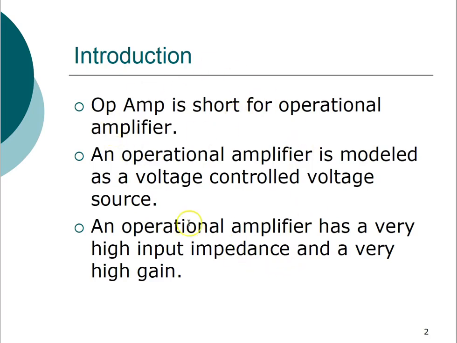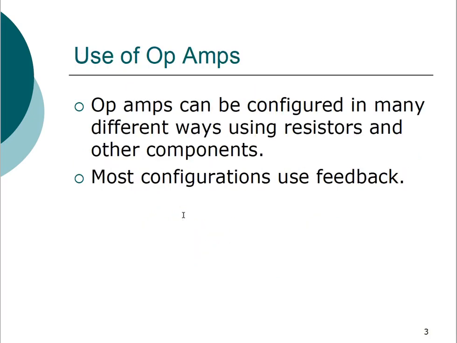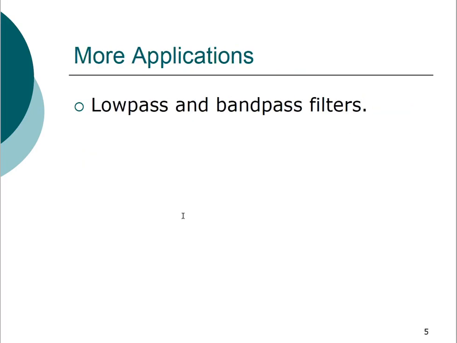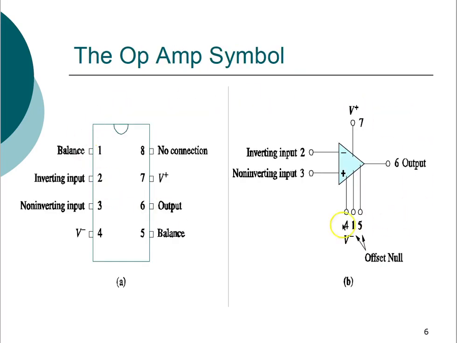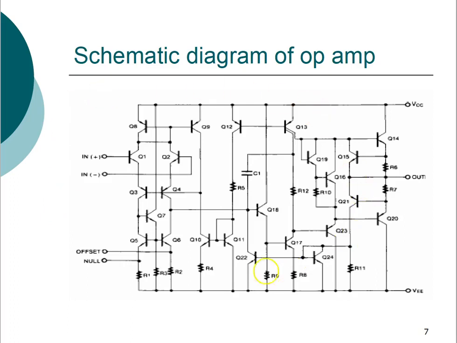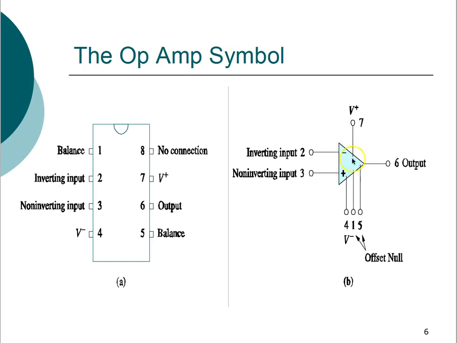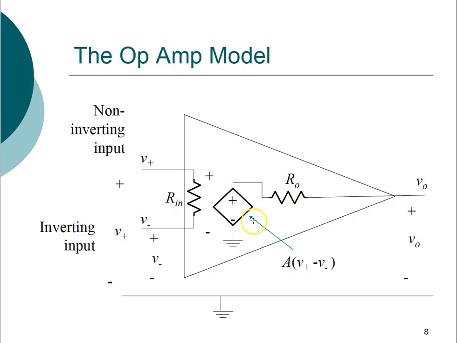We talked about the basics of op-amp, and then we saw different uses of op-amps, its applications, and then we saw this symbol. This is your operational amplifier. We talked about different pins of the op-amp, and then we saw the internal circuit of the op-amp. That's what is there inside this op-amp. And then we discussed the simple model of the op-amp.